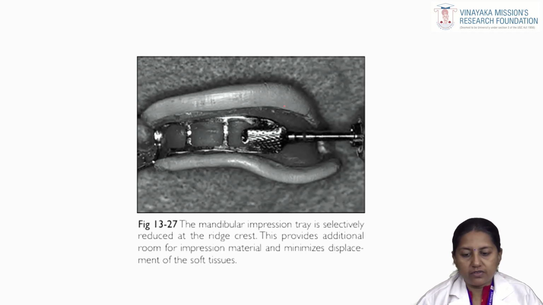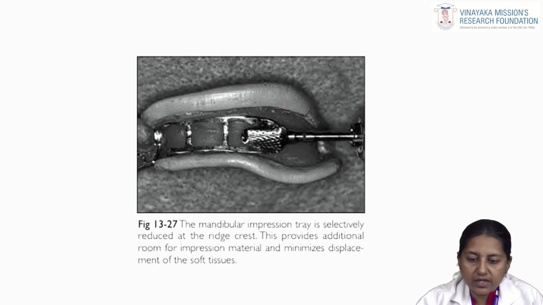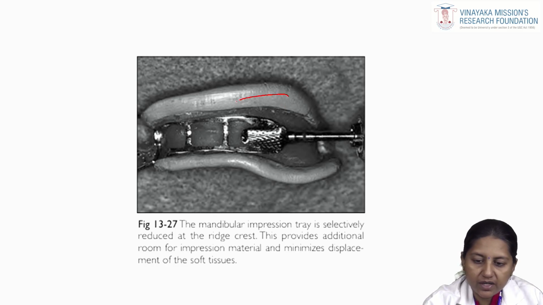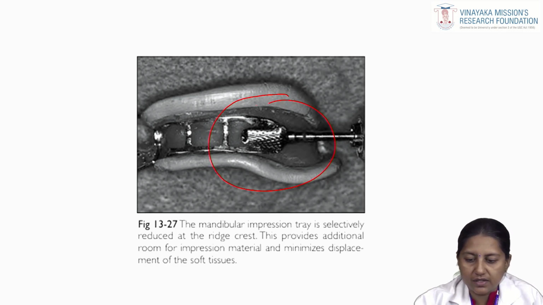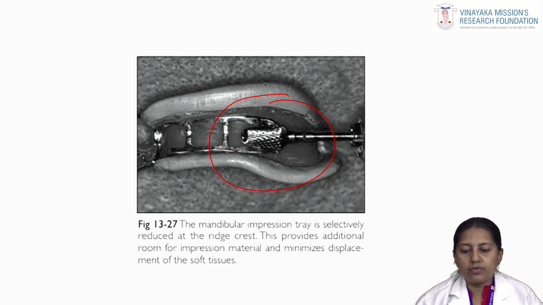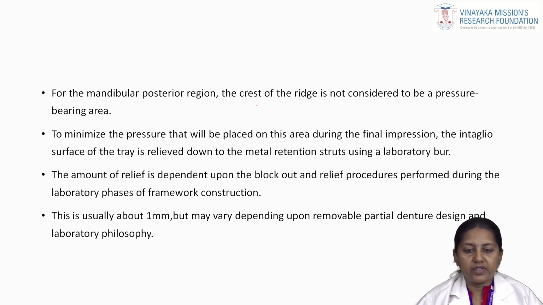The mandibular impression tray is selectively reduced at the ridge crest. You can see we are selectively relieving the crest area. This provides additional room for the impression material and minimizes displacement of the soft tissues. For the mandibular posterior region, the crest of the ridge is not considered a pressure bearing area because, you know, it is made up of cancellous bone.